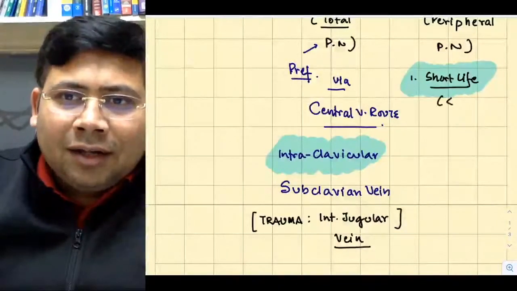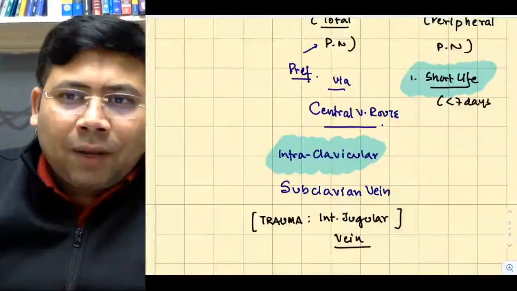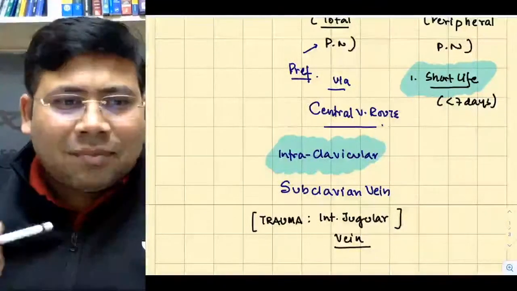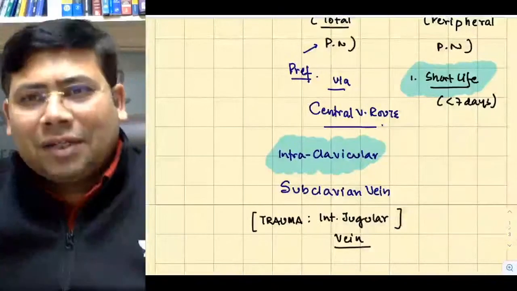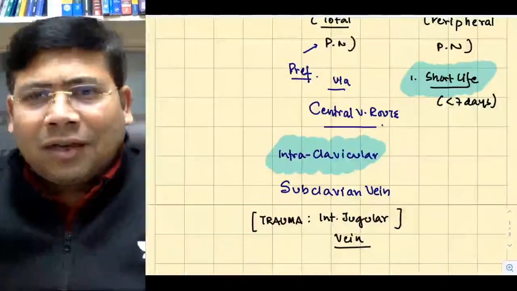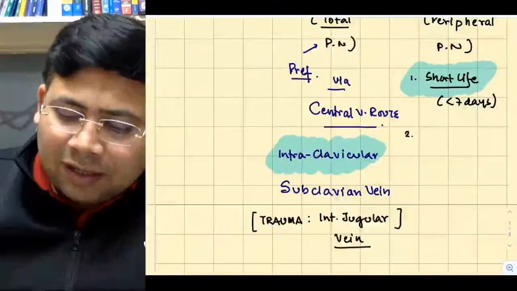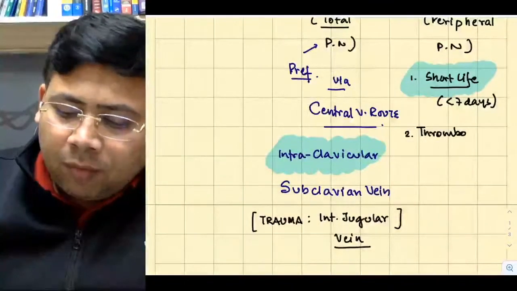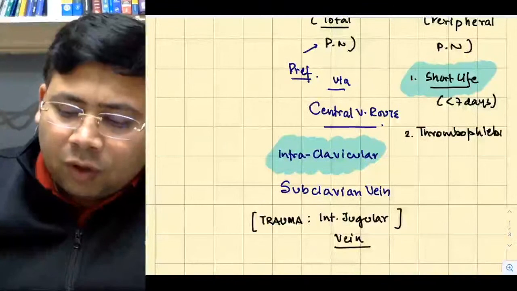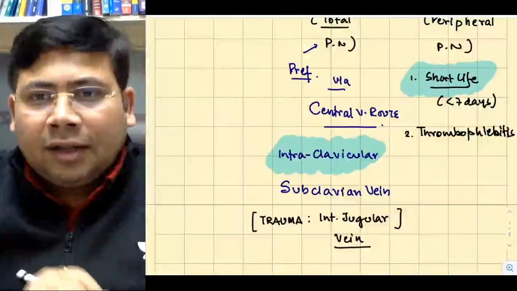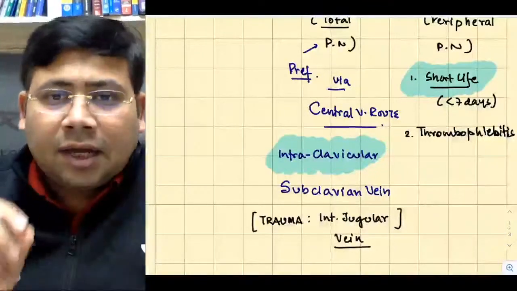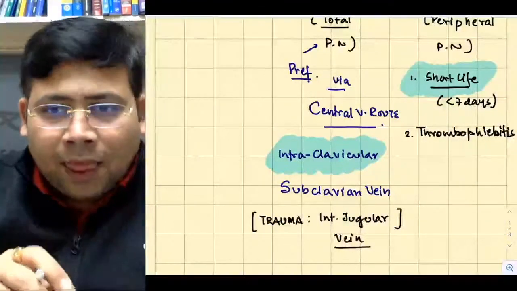You must have seen that any cannula, if you apply, the life is only 4-5 days. So short life, maximum you can keep it for what? 7 days. The second is very severe thrombophlebitis. So thrombophlebitis is one, and the second is short life. So short life and thrombophlebitis are two big concerns.